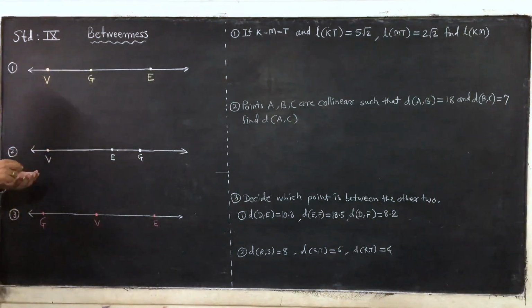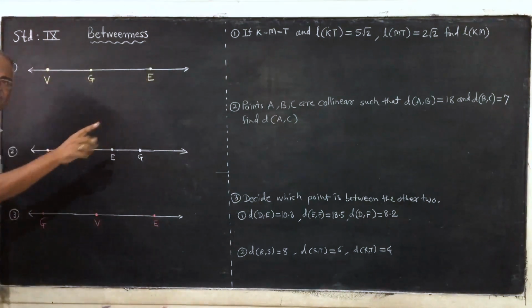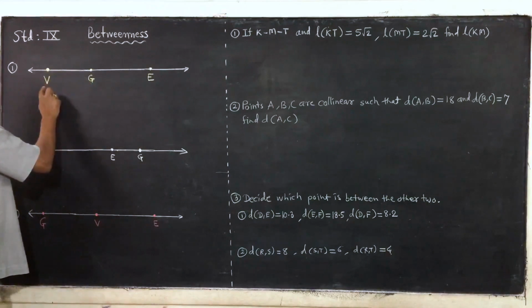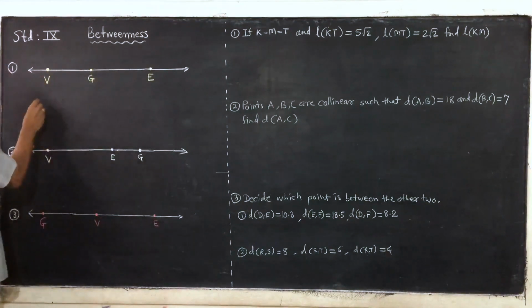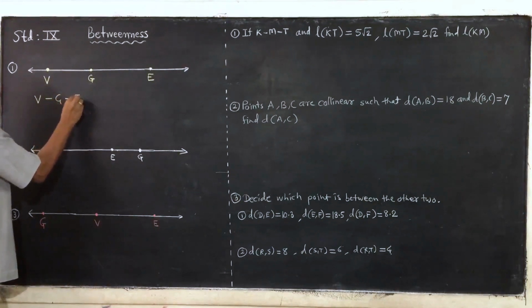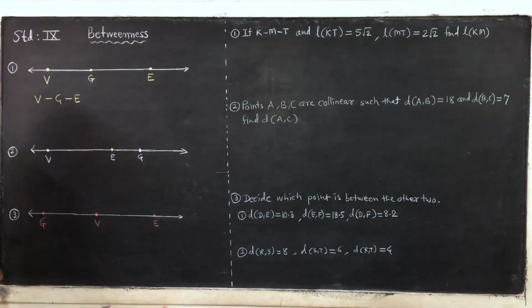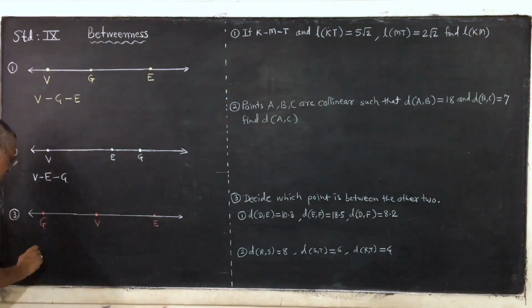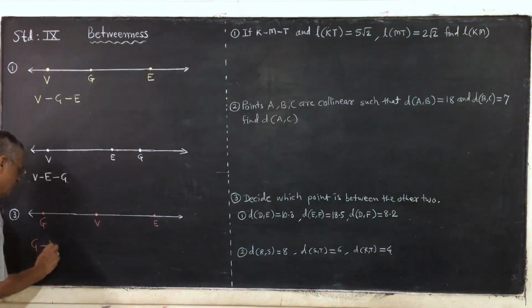So what is the first diagram? Betweenness: all points are collinear, but G is between V and E. So what is the symbol? We can use this symbol here, V dash G dash E. That is the symbol for betweenness. In the next diagram, E is between V and D, so we use the symbol V dash E dash D. And in the third diagram, V is between C and E, so we can use the symbol C dash V dash E.